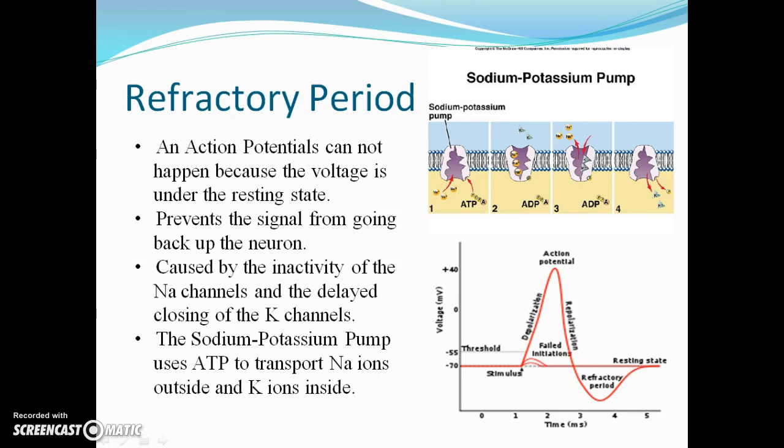In order to get back to the resting state, sodium and potassium pumps use ATP to transport 3 sodium outside and 2 potassium inside, and this causes the cell to go back to the resting state.